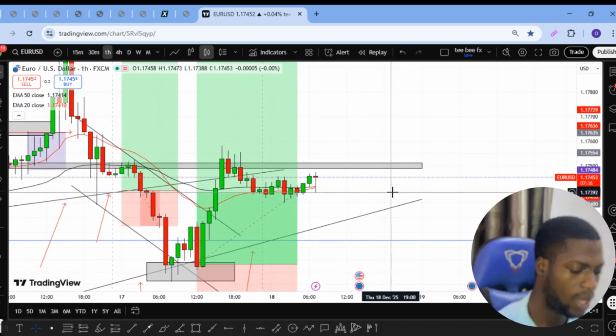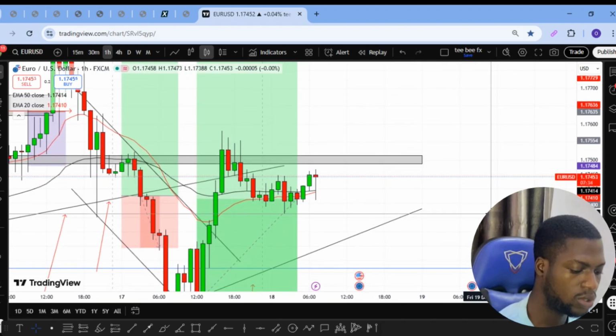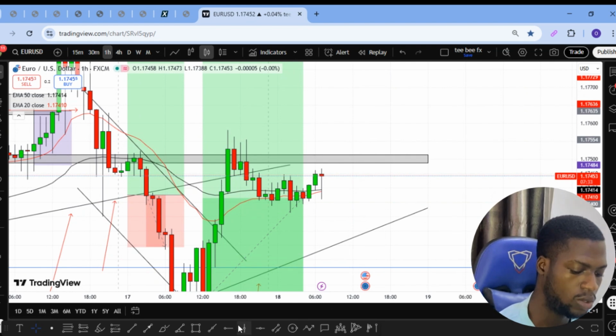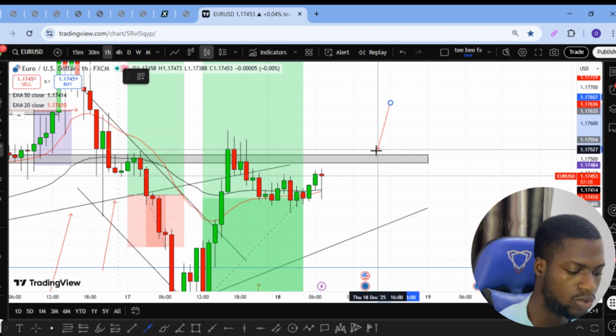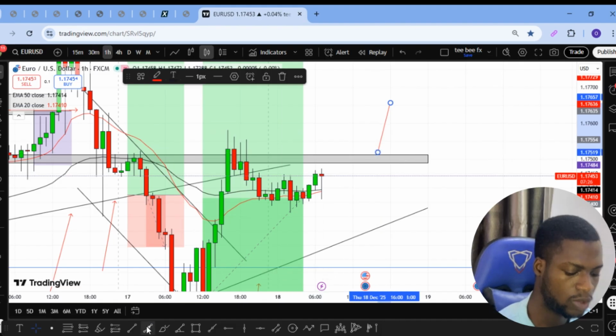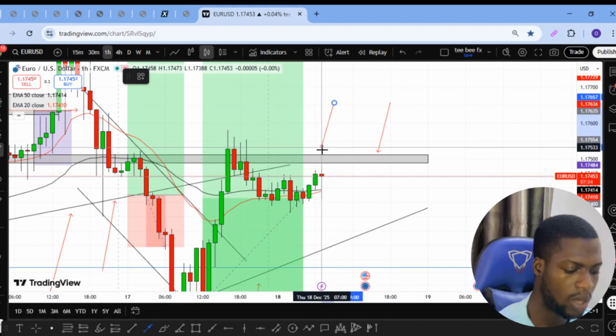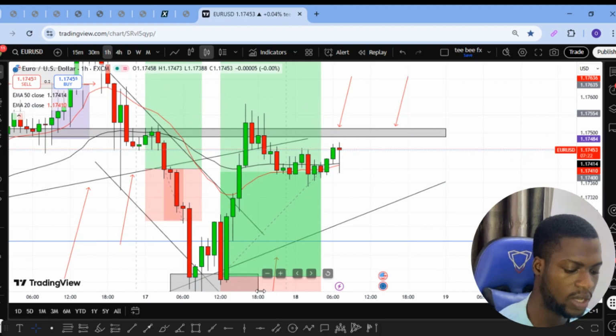So this morning I'm currently in a buy position, and why am I going for long? I'm expecting price to break the resistance area. There's a resistance area here, so I'm expecting price to break this resistance area.